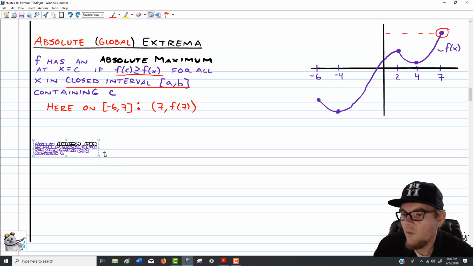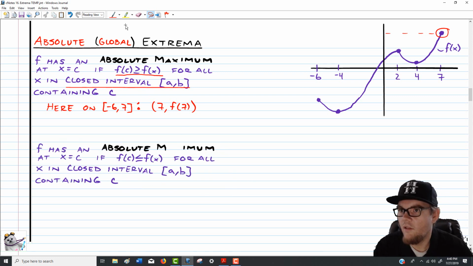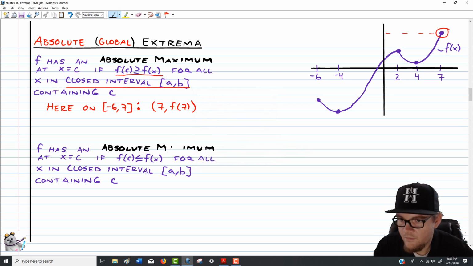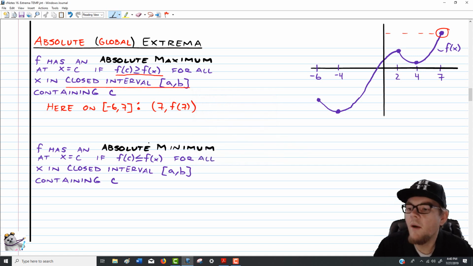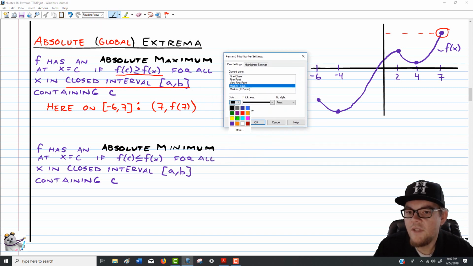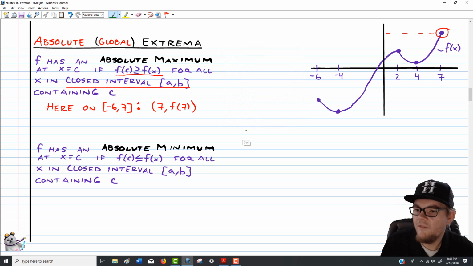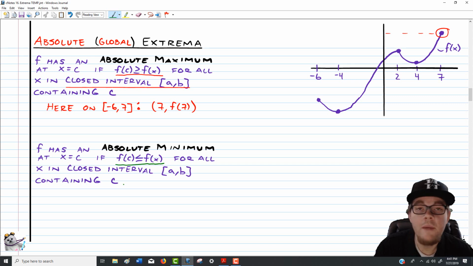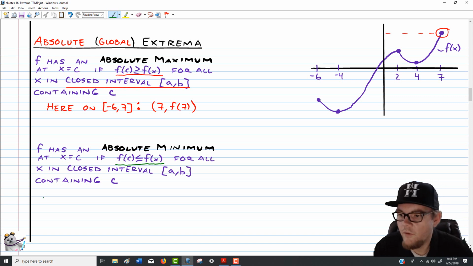Now, likewise, we could talk about absolute or global minima. It says f has an absolute minimum at x equals c if f of c is less than or equal to f of x, so in other words, the smallest y value, for all x in a closed interval [a, b] containing c. So it's the completely analogous definition here. We're looking for the smallest y value along some closed interval.